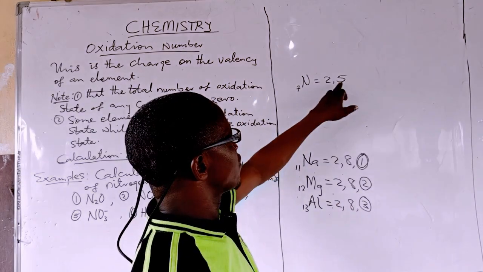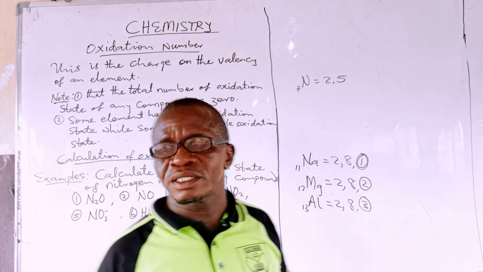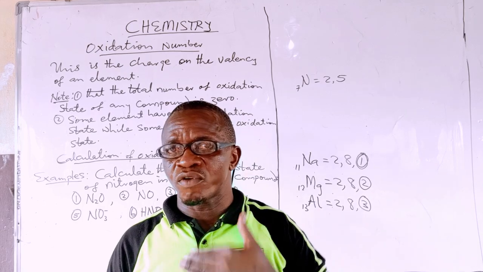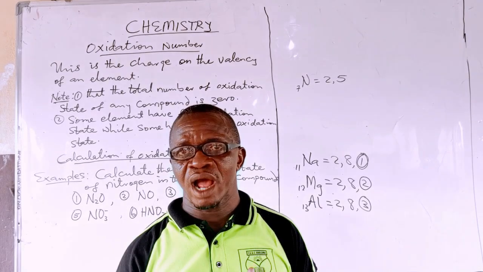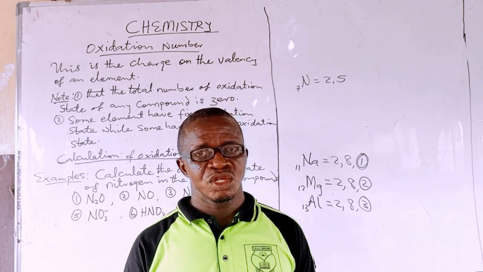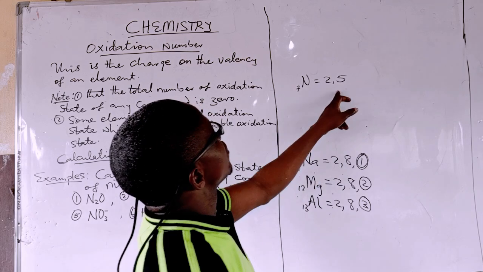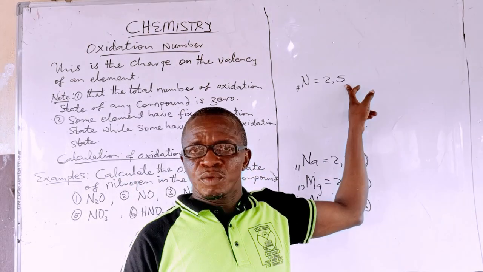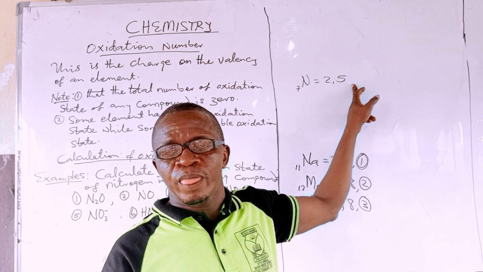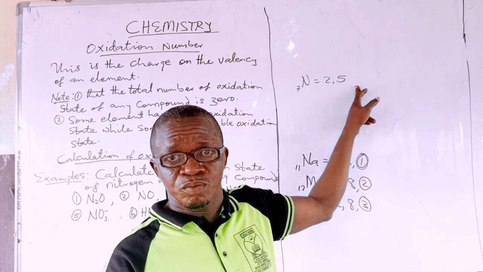But those ones that have like 4, 5, 6, 7, they are non-metals. They will not give out because they have reached half of 8 that shell can carry maximum. So instead, it will borrow in the remaining number to make it 8. This one has 5, so it can borrow what? 3 to make it 8. And that 3 is its own oxidation state or valency, if I may put it that way.